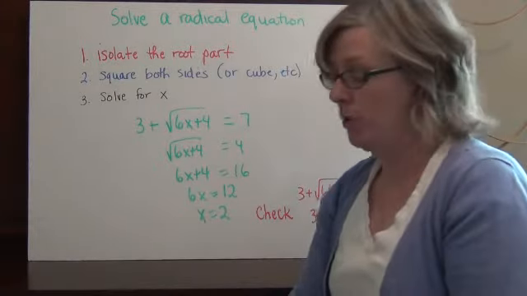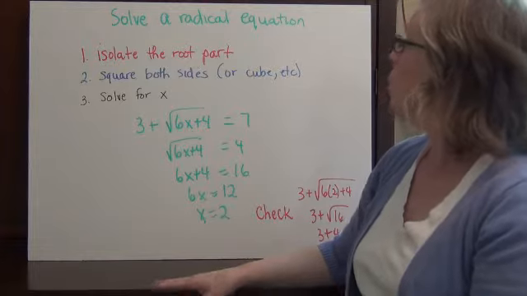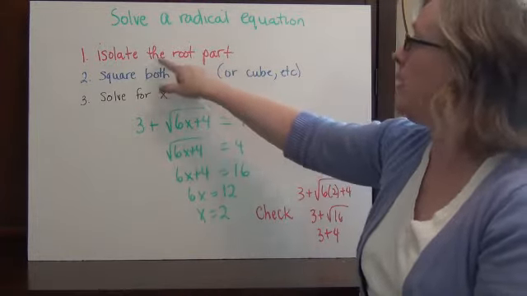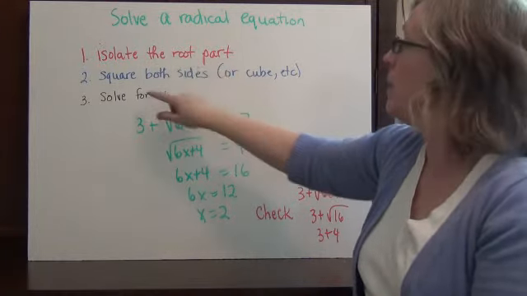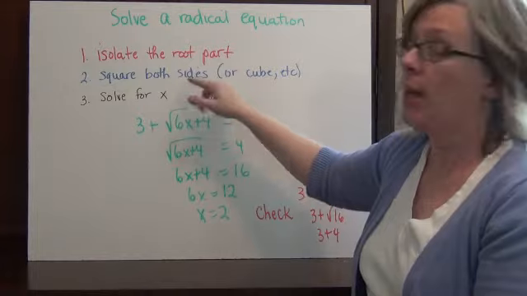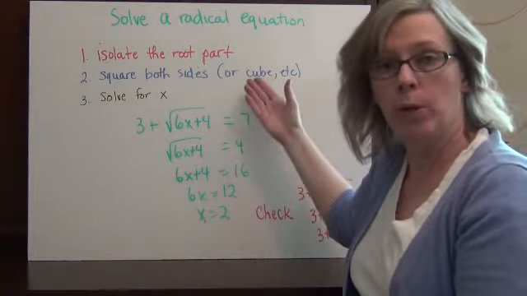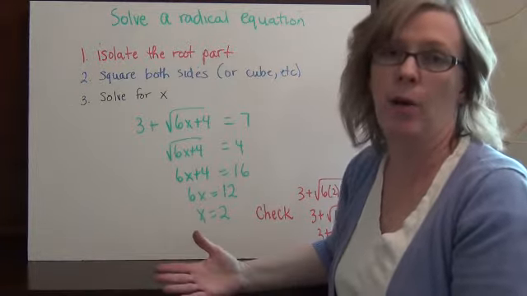Now, solving a radical equation is just like solving any other equation. So we have to get things out of their radicals. Step one is always going to be isolate the part that's inside the radical, or the root. Then square both sides. Now that's assuming that it's a square root. If it were a cube root, I would cube both sides. If it were a seventh root, I would take both sides to the seventh power.